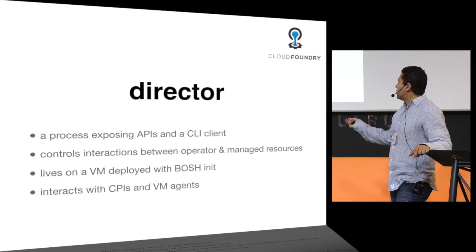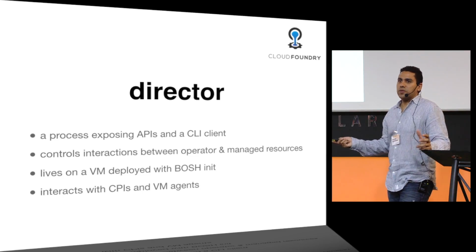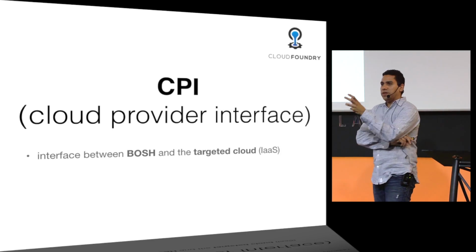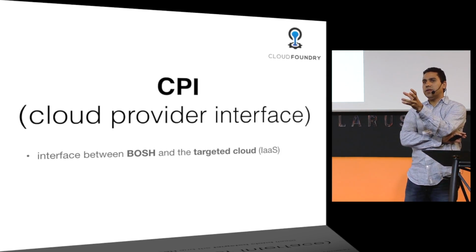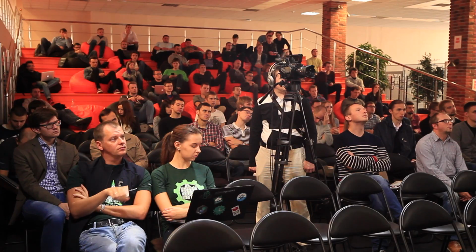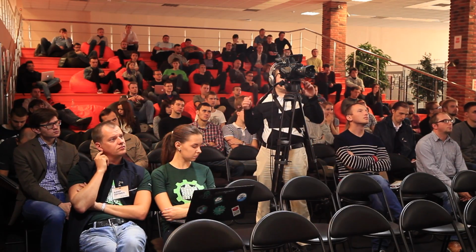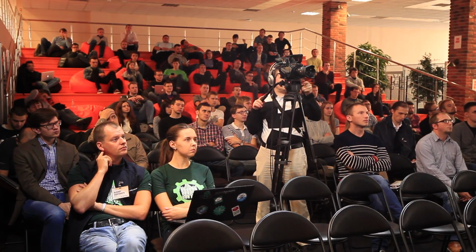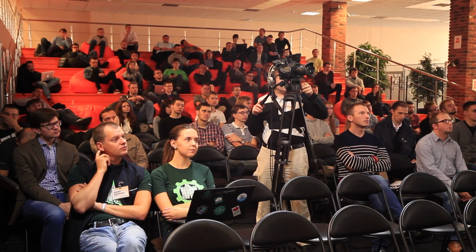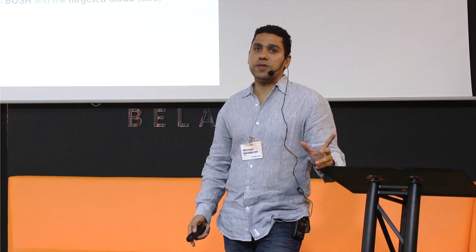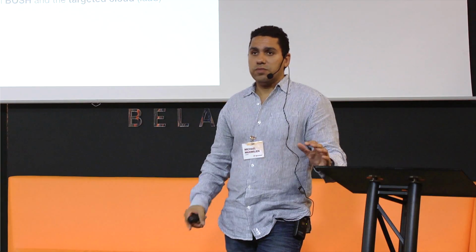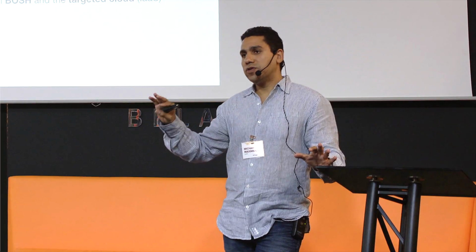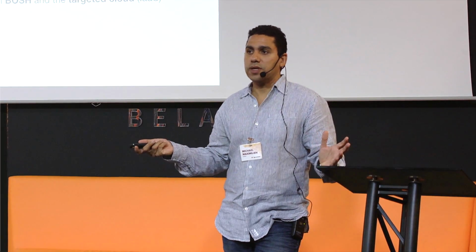It interacts with the CPI and the VM agents because that's essentially the role of the director. The CPI is essentially the interface between Bosch and the IaaS that you're talking to. So if you had your own IaaS, like some fancy Belarusian cloud, then you can build a CPI for it. I think right now we have close to 20 different CPIs. So you can deploy the same software in 20 different clouds. All you have to do is change your cloud config. Pretty much, that's it.